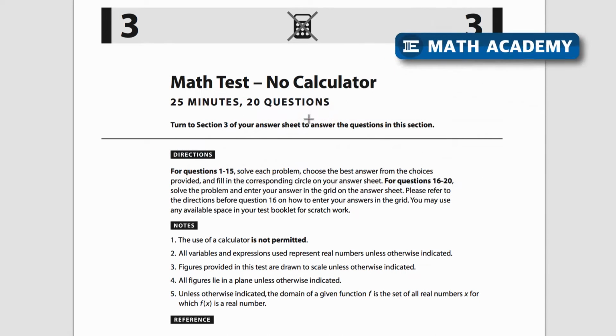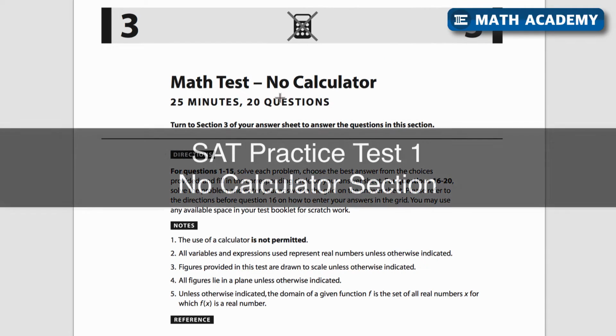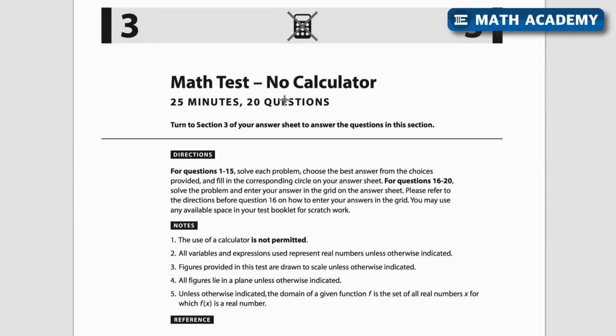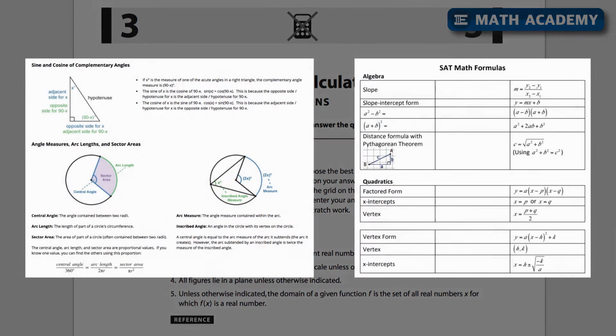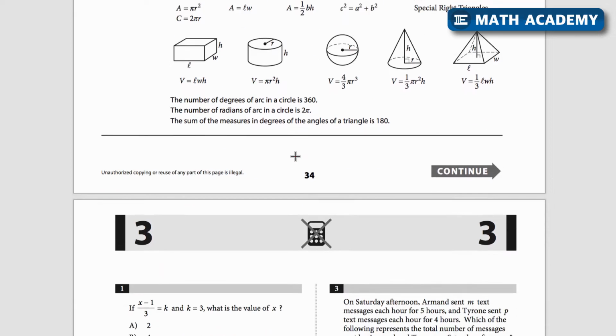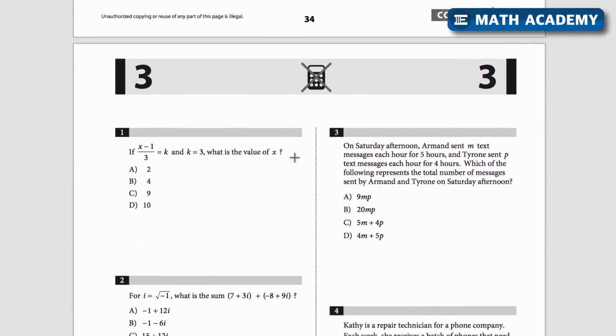This video is going to go over how you can solve problems for the No Calculator section of SAT Practice Test 1. In the description, I'll have a link for this PDF, as well as for SAT math notes and for useful SAT math formulas that won't appear in the reference section of the test. So let's get on to the first problem.